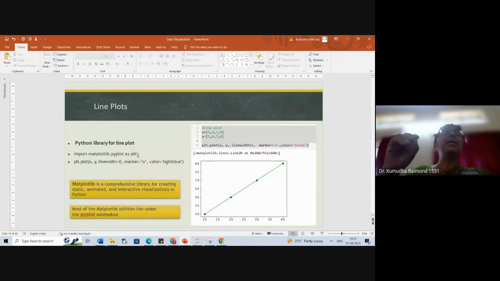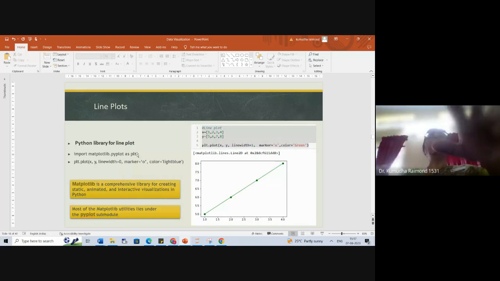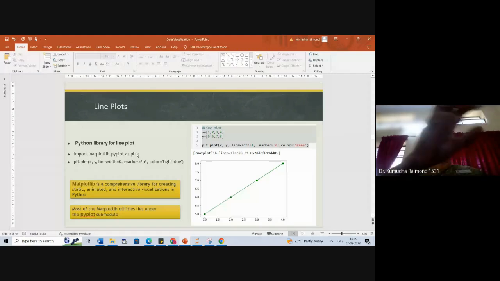And then what is the marker symbol? You can see here the marker symbol is o in this particular case. And what color do you want? Color equal to light blue, according to this example. And I can also set the line width. But many times we will not remember all those things: color, line width, markers. So we will simply leave it by giving only x comma y, and for all the other parameters, it will take the default values.